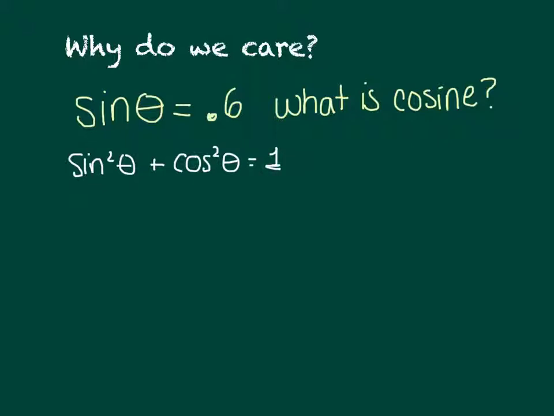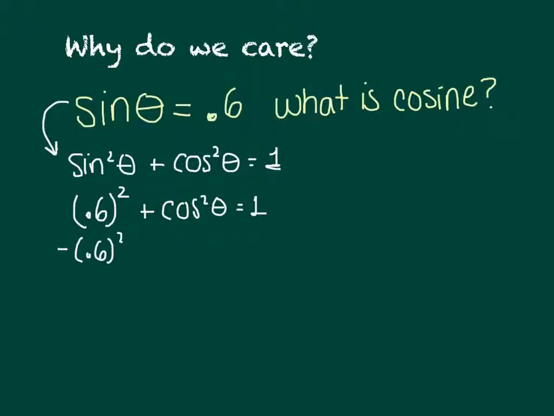Well, I know the sine, so I'm just going to plug that in here. So I now have 0.6 squared. I just replaced sine squared with 0.6 squared, since sine equals 0.6, plus the cosine squared equals 1. Now my goal is to find the cosine. So I want to get this cosine part all by itself. So I'm going to subtract 0.6 squared from both sides.